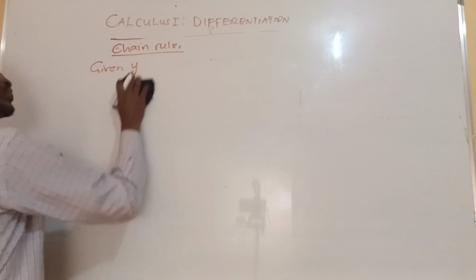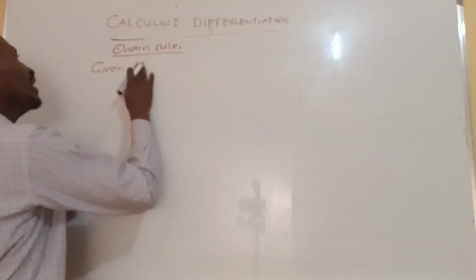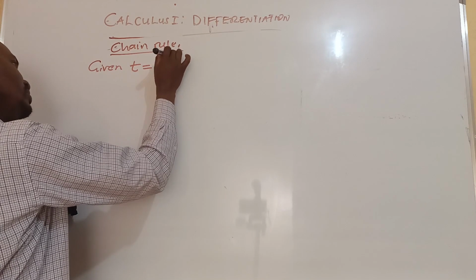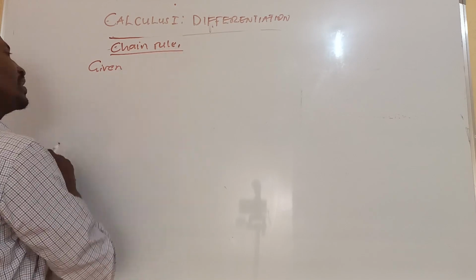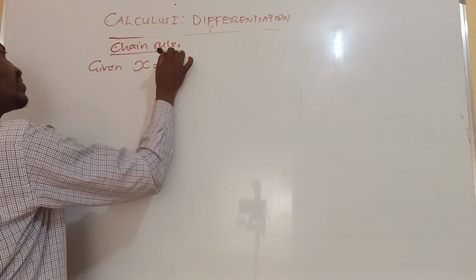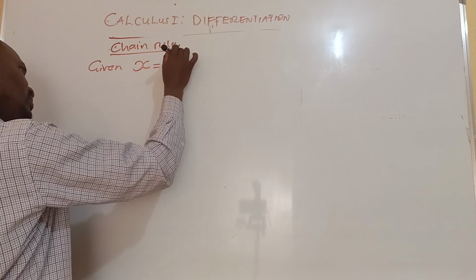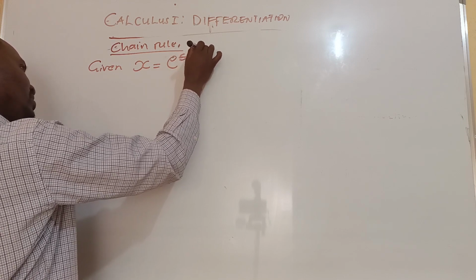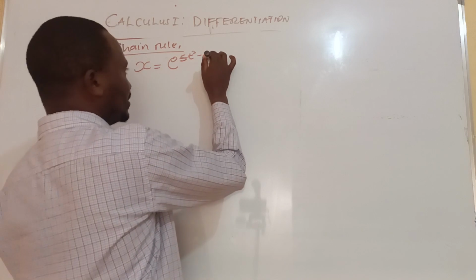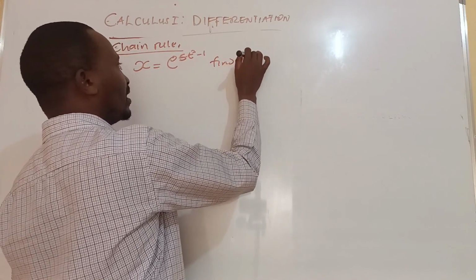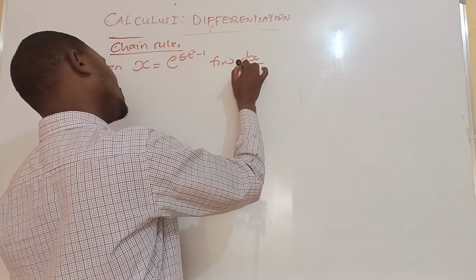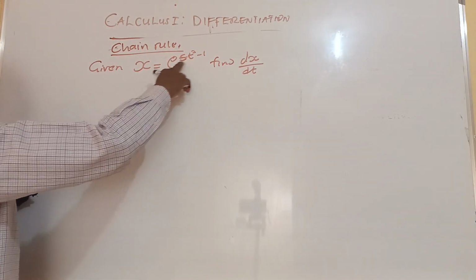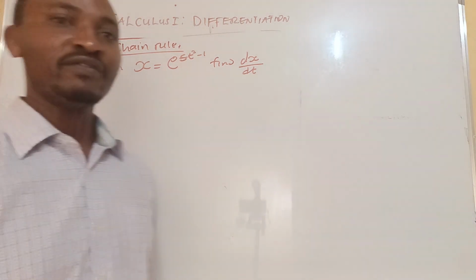We don't really have to use y all the time. Given x is equal to exponential 5t squared minus 1, find dx/dt, the derivative of x with respect to t. This time round, x is the dependent variable, t is the independent variable.